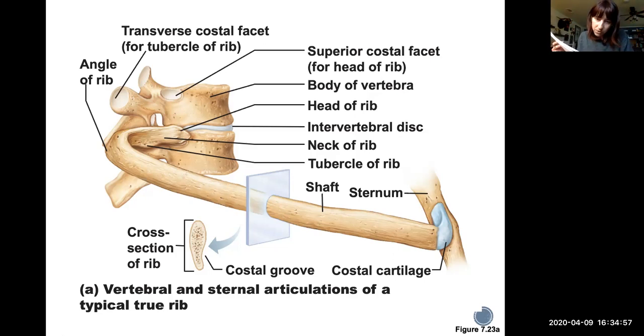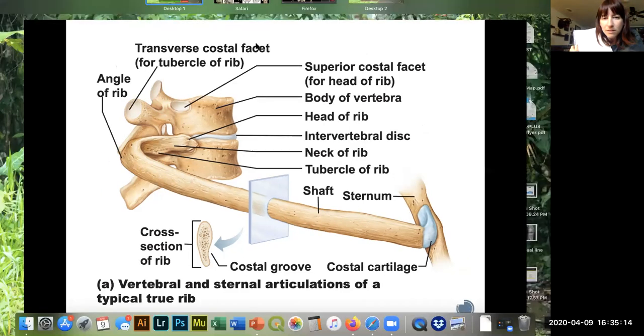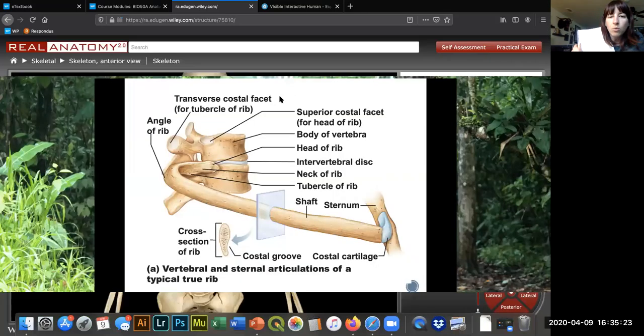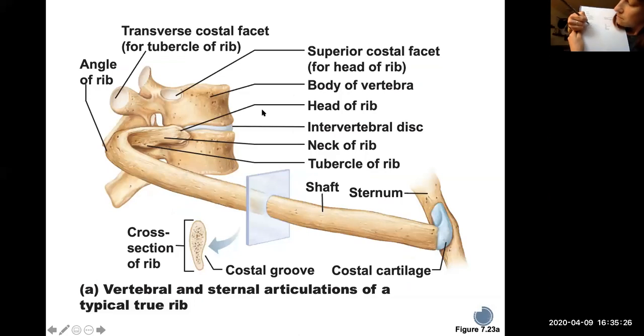And the costal groove, do I care? I don't think I care. I don't care about the costal groove. Okay. Costal groove can go away. We did this. First and second rib, I don't know why that's being pointed out here. Don't worry about the first and second rib either. Crossing those out. Okay, so for your ribs, don't worry about first and second rib.